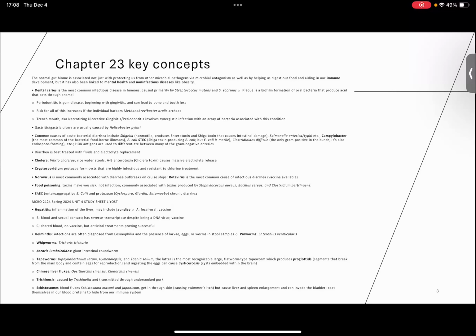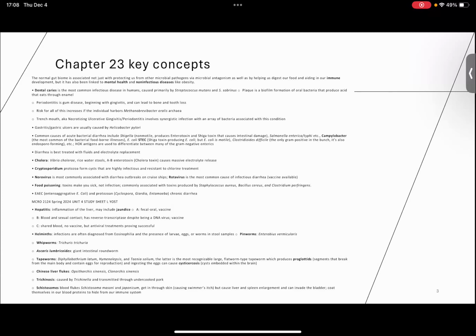Next is Ascaris lumbricoides, the giant intestinal roundworm, which causes the most common helminth infection in the world. This is, again, a roundworm. So all of our roundworms fall into that category of nematoda. Just a reminder about that one.